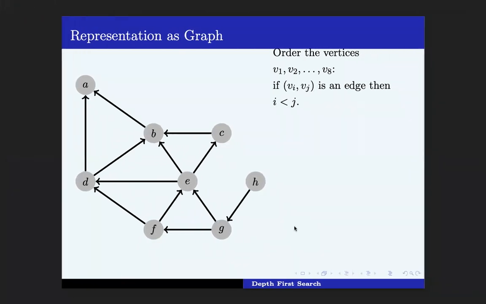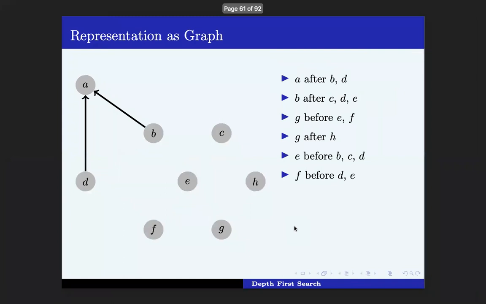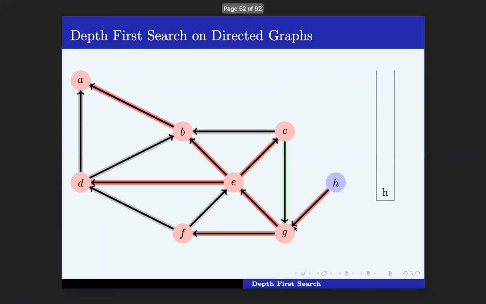In the case of DFS, let me go back here. There are certain important times, at least two. One is called the initial time. The first time a vertex is colored from gray to blue, that's the initial time. So at time 0, H is colored blue.